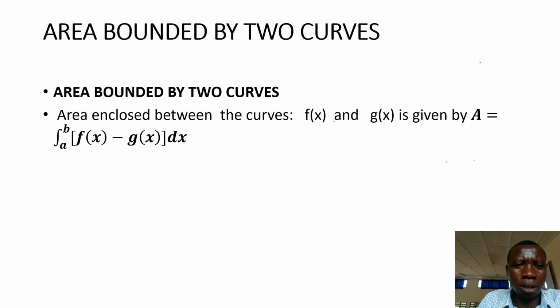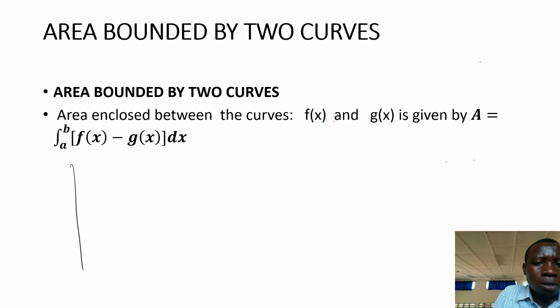Hello students. So today we're going to discuss the area bounded by two curves. The area enclosed between the curves of functions f(x) and g(x) is given by the formula: area is equal to the integral from a to b of f(x) minus g(x) dx. So let me explain how this came about.